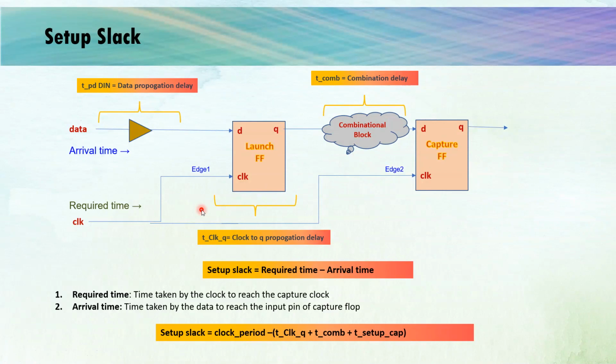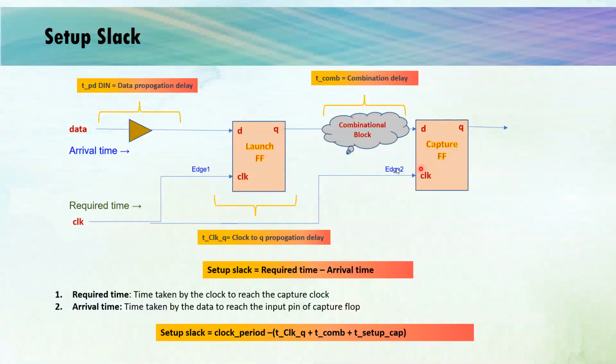So slack basically refers to the amount of time by which a signal arriving at the destination can be delayed without violating the required timing constraint of a particular flop. If I take the example of this particular diagram here, whatever data is coming at that particular flop, this flop will have some hold or setup requirement. So slack basically refers to the amount of time by which a signal arriving at the destination can be delayed without violating the required timing constraint of your flop.